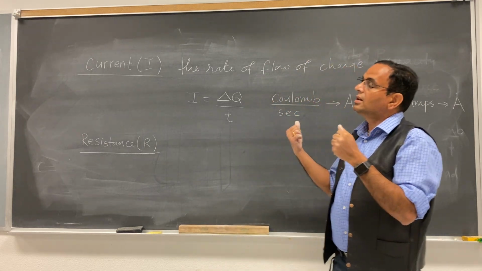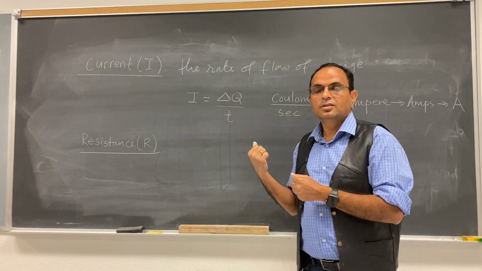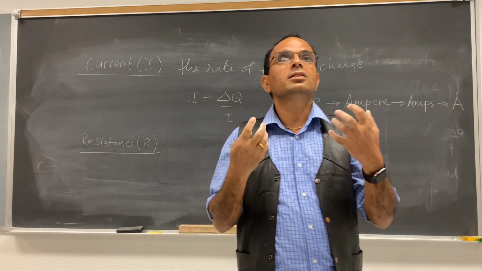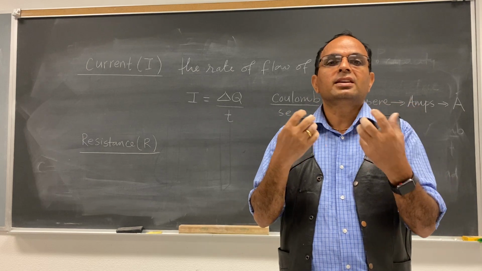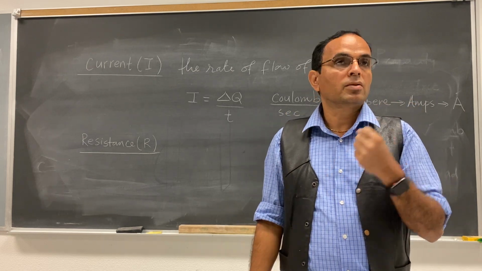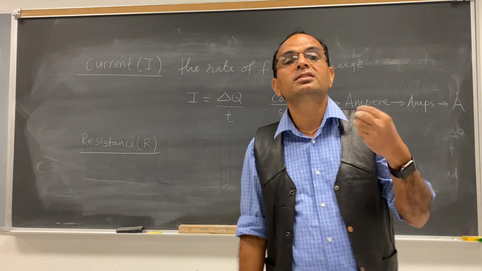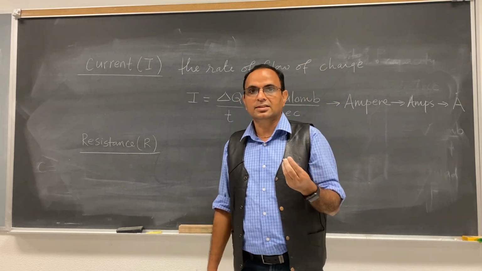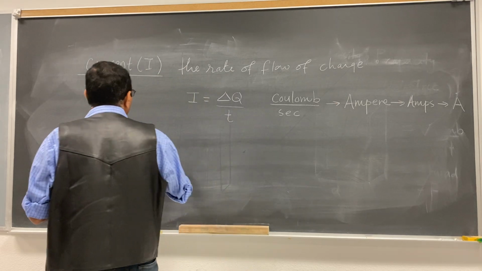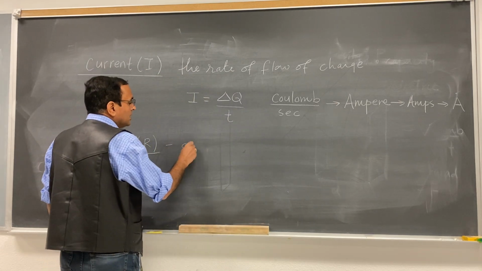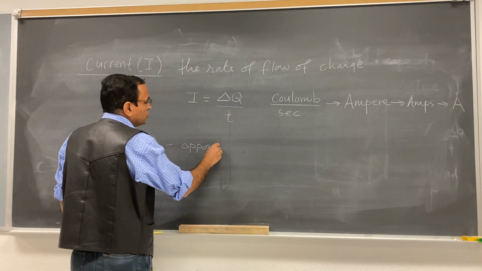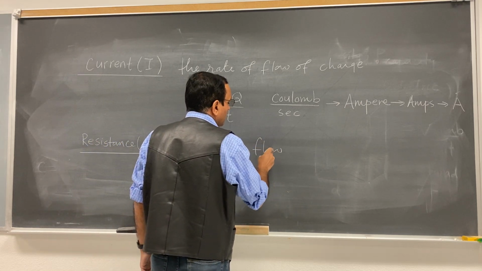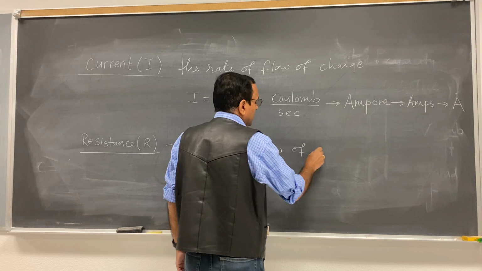So here in current electricity, the electron is moving, but there is a property that opposes the flow of electrons, opposes the current, opposes the flow of charge. That is called the resistance. So resistance opposes the current. Resistance opposes the flow of charge.